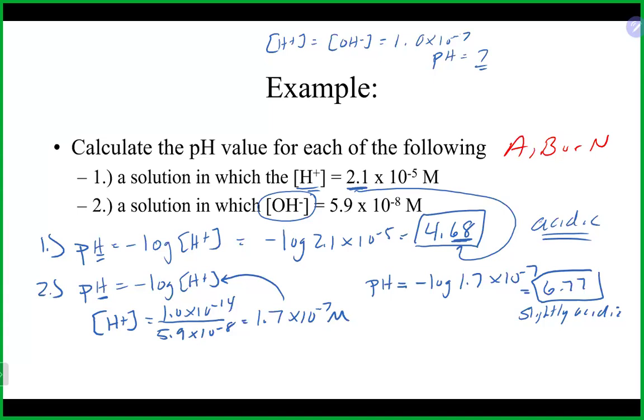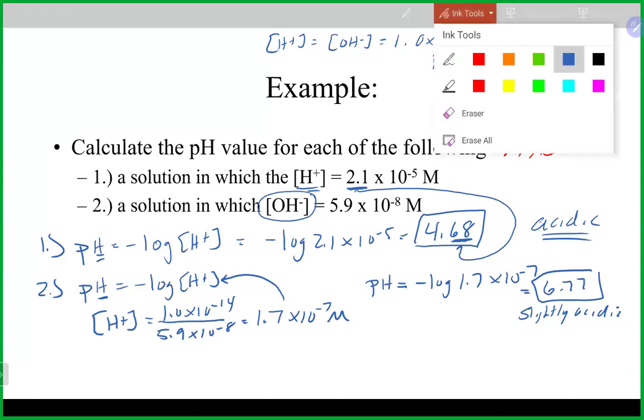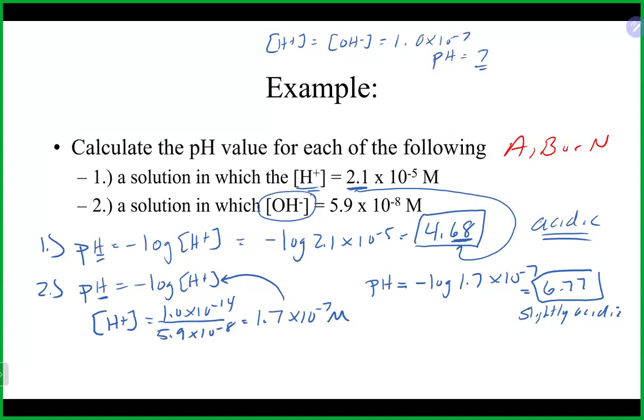If it's not 7, it's either going to be slightly basic if it's above or slightly acidic in this case. Now, if you weren't very careful in this particular case and you just decided, hey, I know a formula here, we're just going to put this into here, minus the log of the number that was given to us. You ended up with minus the log of 5.9 times 10 to the minus 8, and you ended up with something like 7.23.